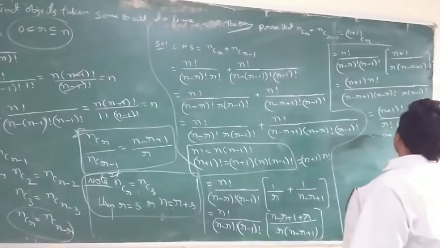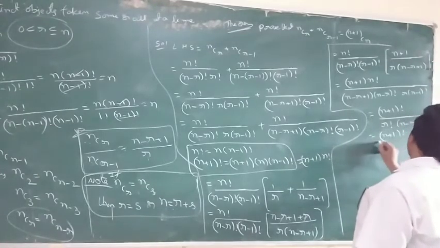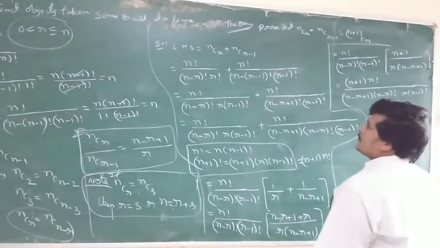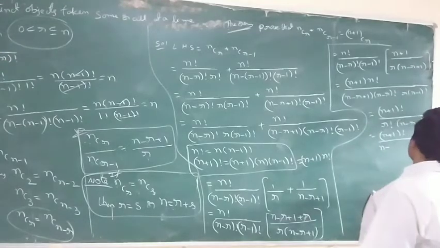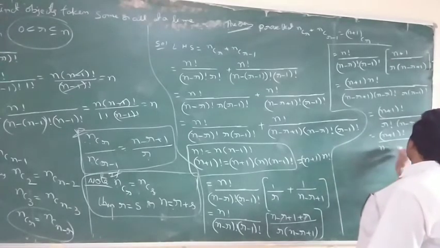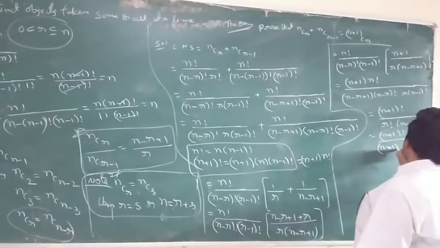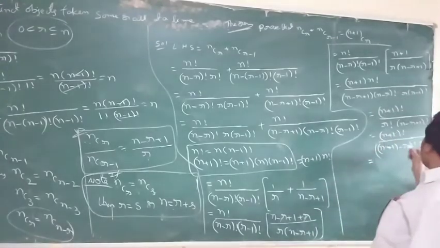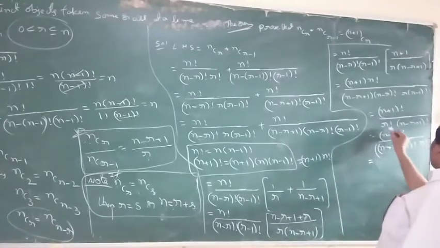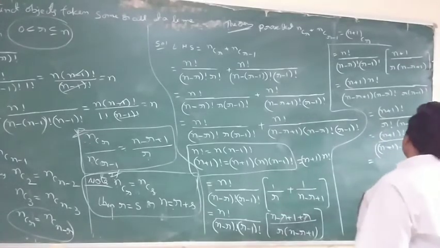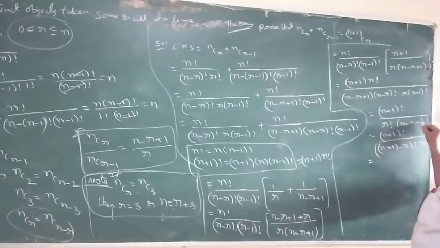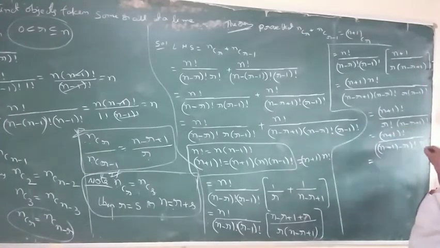So (n+1) factorial by (n minus r plus 1) factorial into r factorial. So n factorial by (n minus r) factorial, or here n plus 1 is equal to what? This is (n+1) factorial, converting n to n plus 1: (n minus r plus 1) factorial is equal to (n plus 1 minus r) factorial by r factorial.